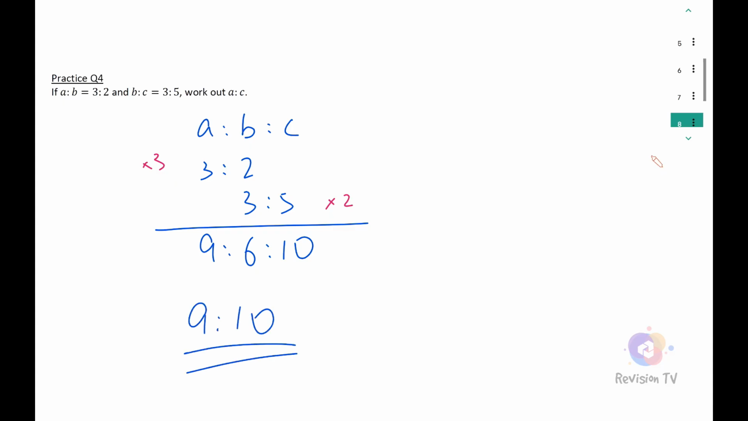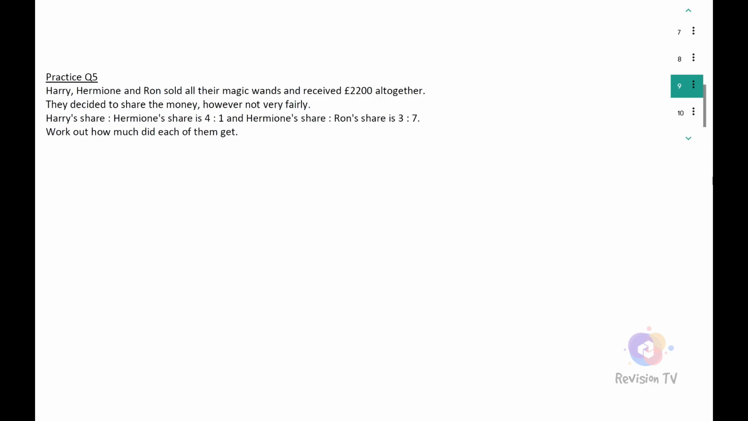Easy peasy, lemon squeezy. Here comes practice question 5, about Harry, Hermione, and Ron. I used to have so much trouble speaking the name Hermione. I still struggle a lot, so please bear with me if I say it wrong. I do apologize. But regardless, pause the video, have a go at the question. When you're ready, press play.